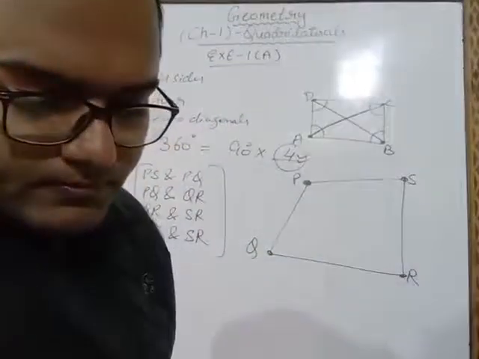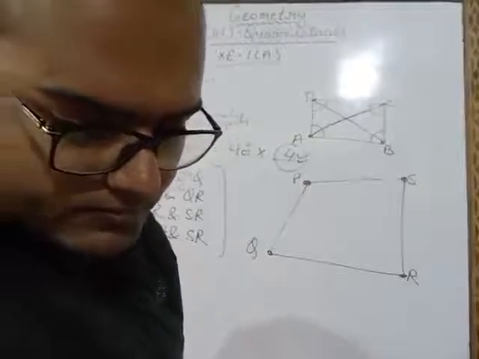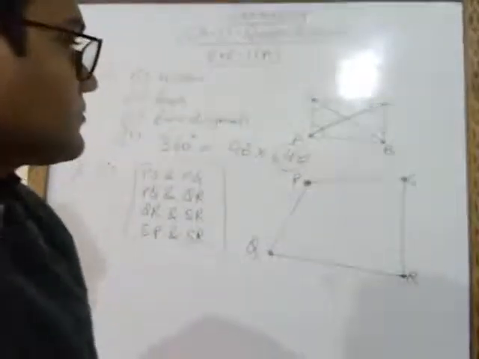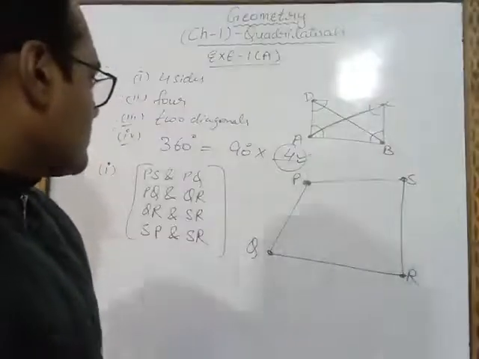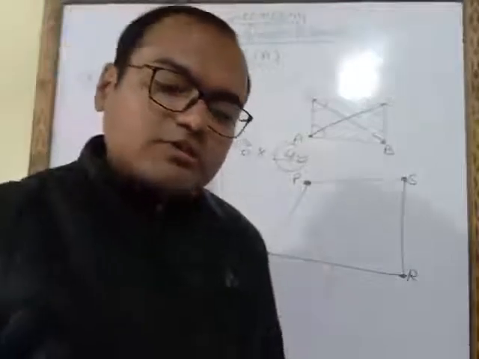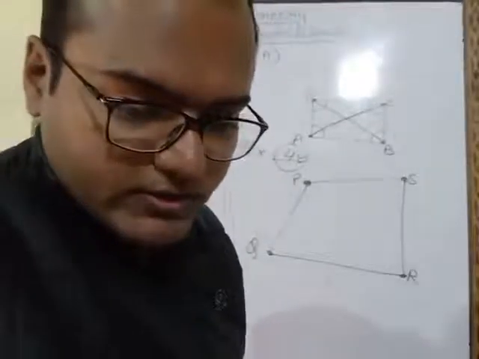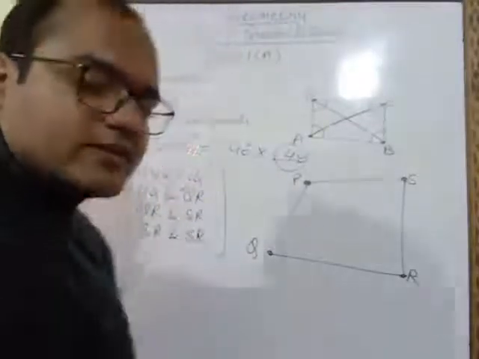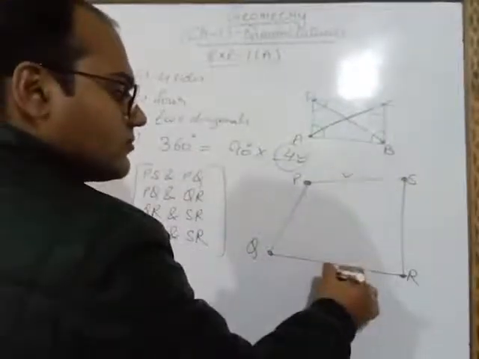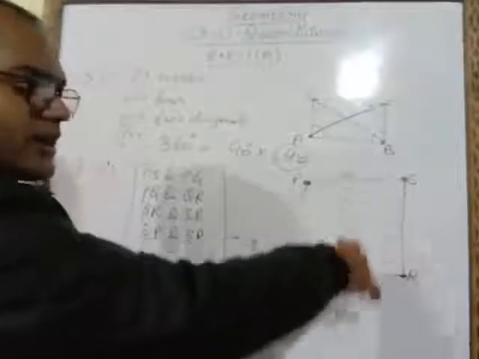Now, next part: name all the pairs of opposite sides. So yes, you have to write the pairs of opposite sides. Opposite means the sides facing each other. So these two are opposite sides. They are coming in front of each other.